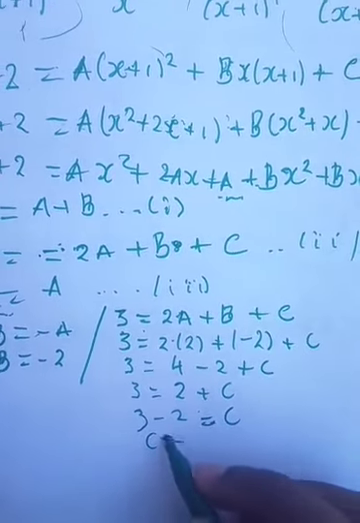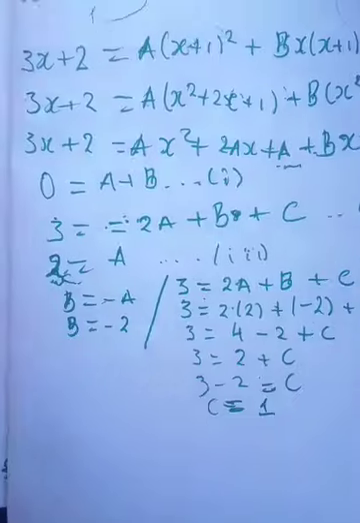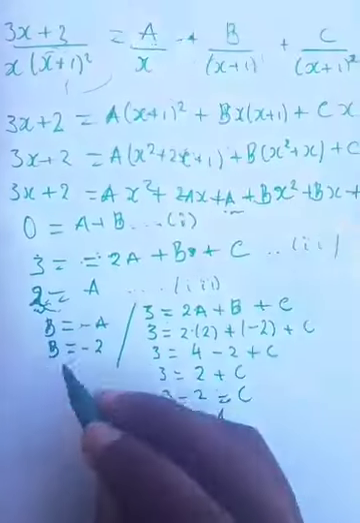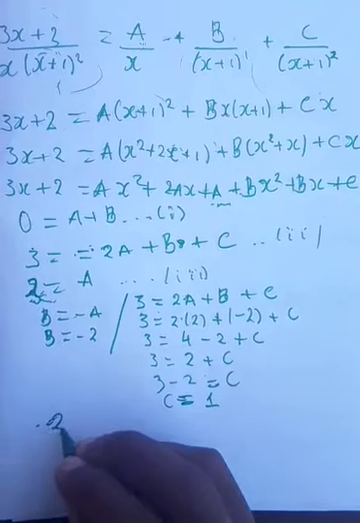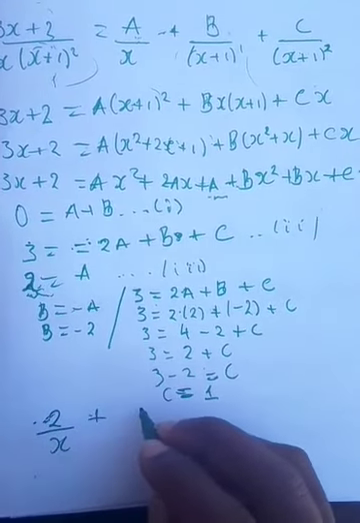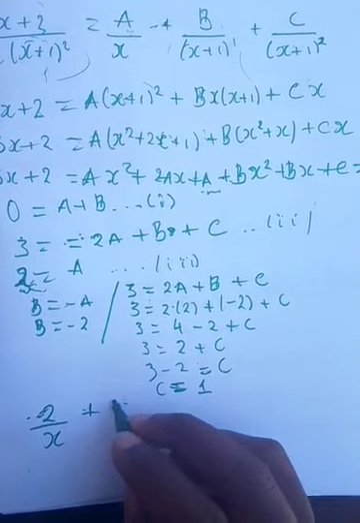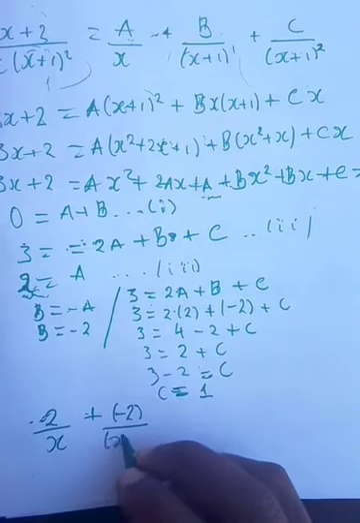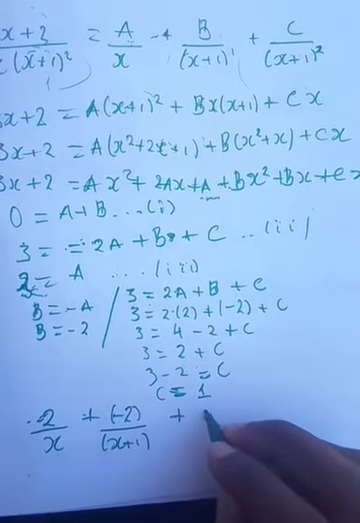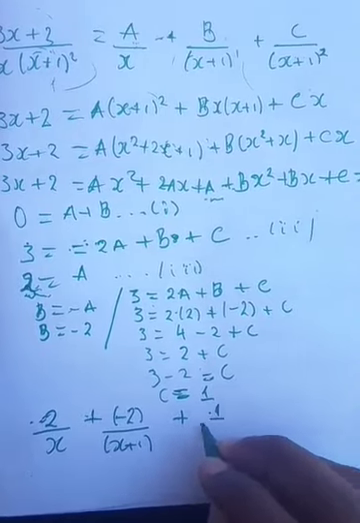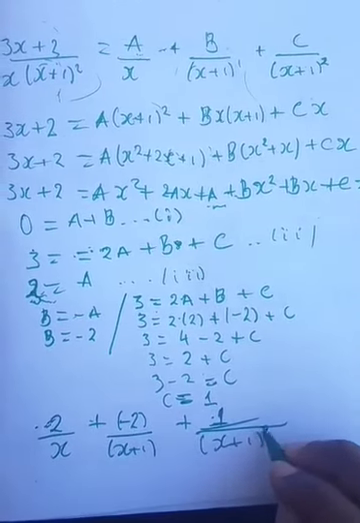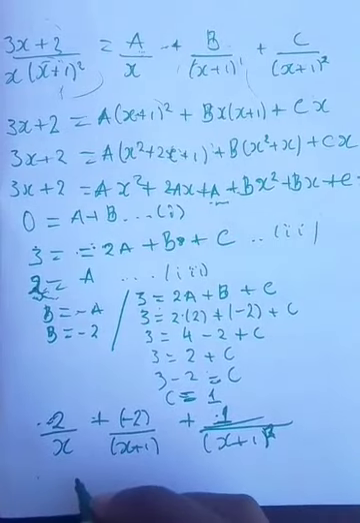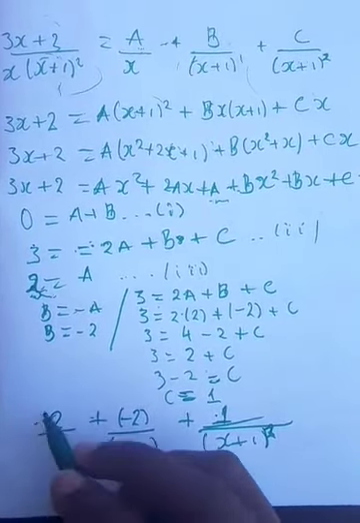So now we know the values of a, b, c, right? Let's just substitute. Where this is a, I'm going to put 2, so it's going to be 2 over x, right? Plus where is b, I'm going to put negative 2 over x plus 1, plus where is c, I'm putting 1 there, over x plus 1 power 2. This is power 2, guys. So right now our job is to integrate this one, and integrate this one. Whatever you're going to get will be the final answer after you integrate.